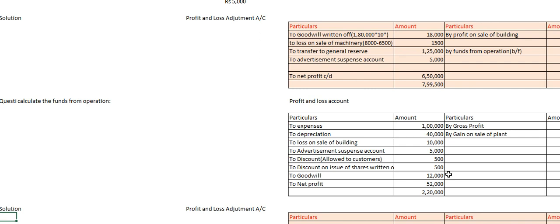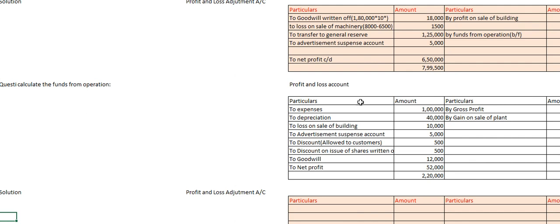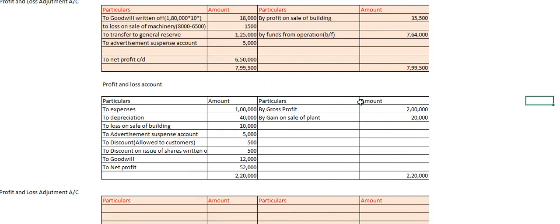Calculate the funds from operation. So you have been given the profit and loss account and we are supposed to calculate the funds from operation. So in this we are given whatever has been taken in your profit and loss account. We are supposed to categorize which are operating items and non-operating items. Only the non-operating items will be taken respectively.